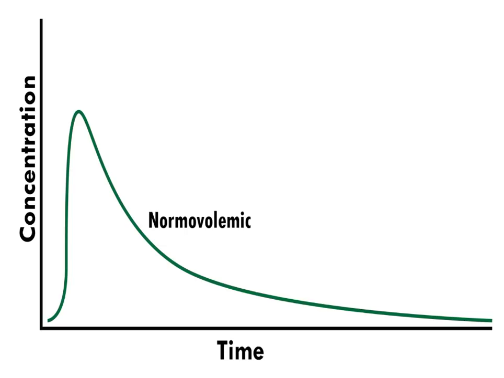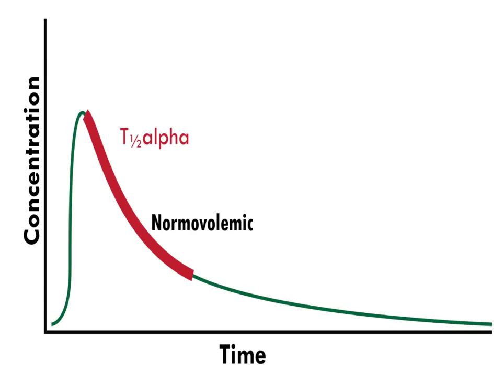And this effect is due to what we call the T1/2 alpha. And the T1/2 alpha is the half-life of redistribution. So remember that these drugs, after they enter serum, not only go to the brain and other vital organs, but they redistribute very quickly into muscle and fat. So that's why the concentration drops off very quickly. And we see a lot of these agents that are used in rapid sequence intubation wear off relatively quickly.